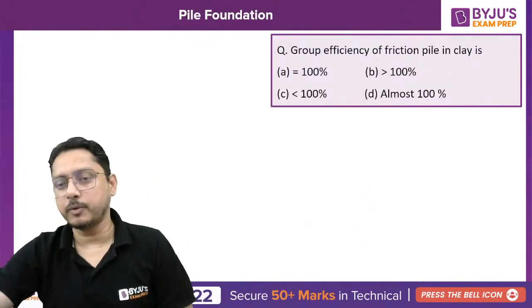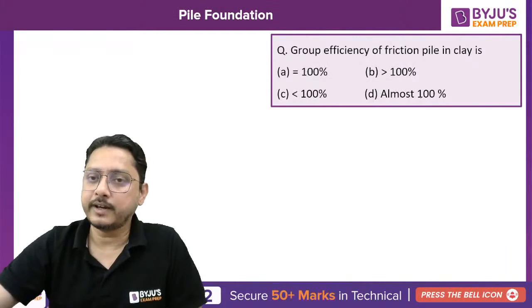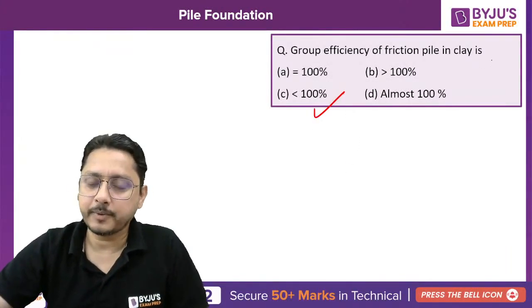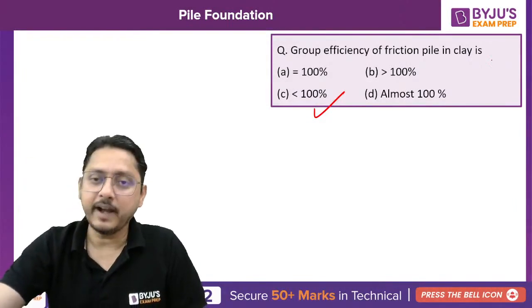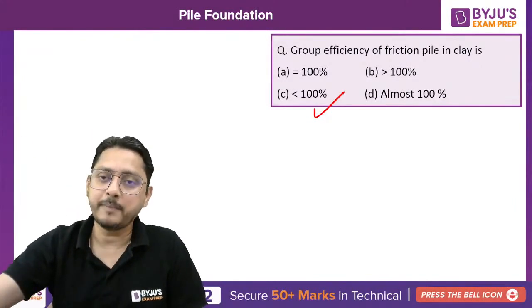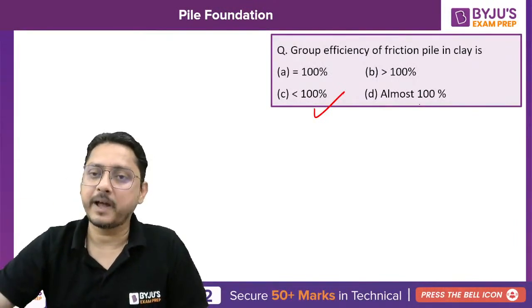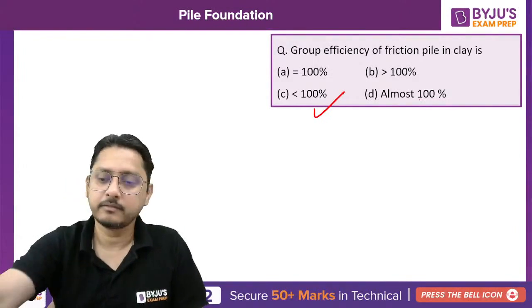Now, group efficiency of the friction pile in a clay. As I told you, in a clay, it will always be less than 100%. That's all. It will always be less than 100%. Only for loose sand there is a chance, because it will get compacted, and there is a chance that the efficiency of the group pile may become more than 100%.